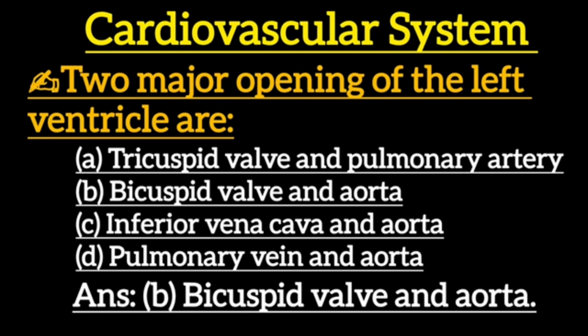Next one is, two major opening of the left ventricle are option A, tricuspid valve and pulmonary artery. Option B, bicuspid valve and aorta. Option C, inferior vena cava and aorta. Option D, pulmonary vein and aorta. Correct answer is option B, bicuspid valve and aorta.